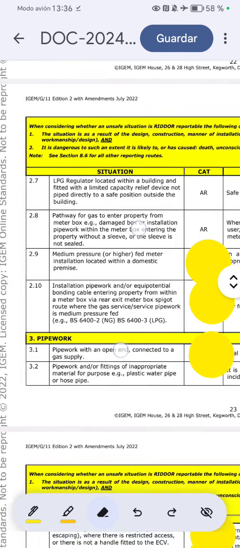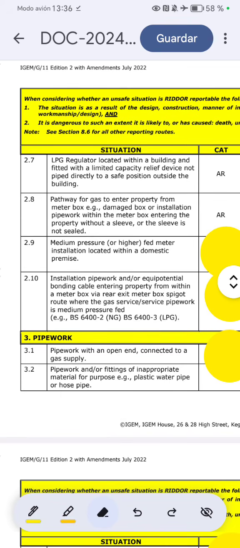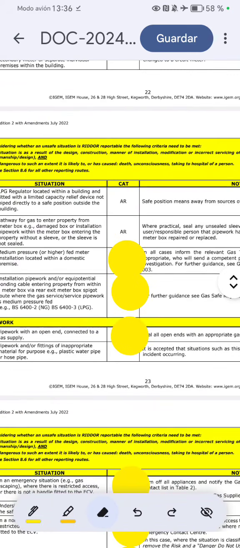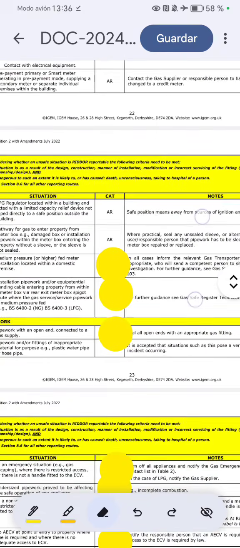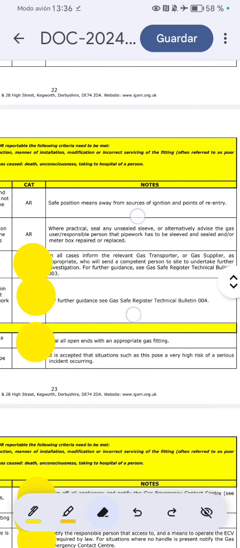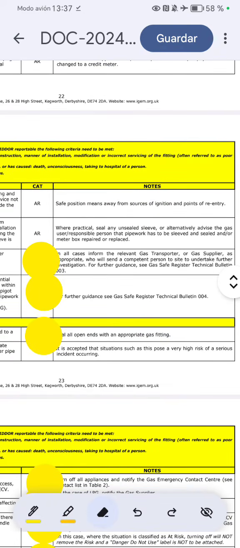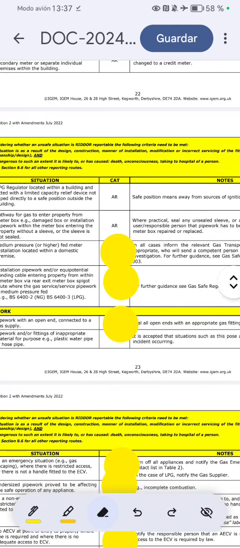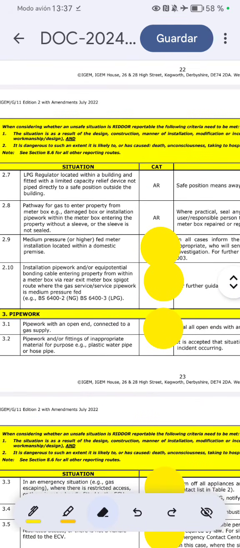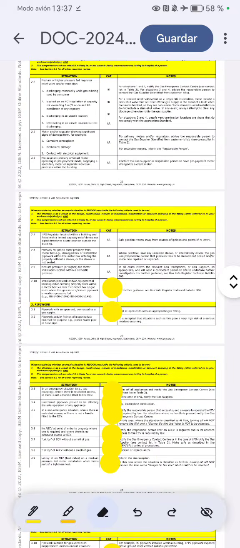All right. Medium pressure or higher fed meter installation located within a domestic premises. I'm going to go with at risk again. I'm going to stick with at risk here. In all cases, inform the relevant gas transporter or the gas supplier as appropriate, who will send the competent person to site to undertake further investigation. Oof, this is sounding a bit more like ID. Medium pressure or higher fed installation. I'm going to say at risk. Ooh. All right, let's just remember that these little ones here, from here onwards, are at risk.